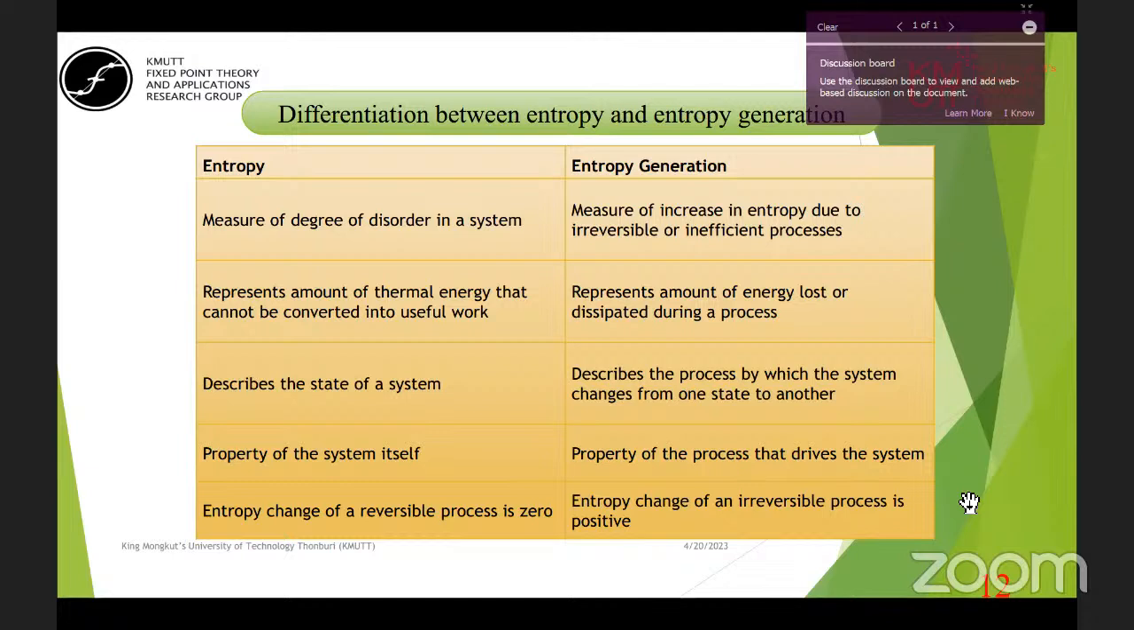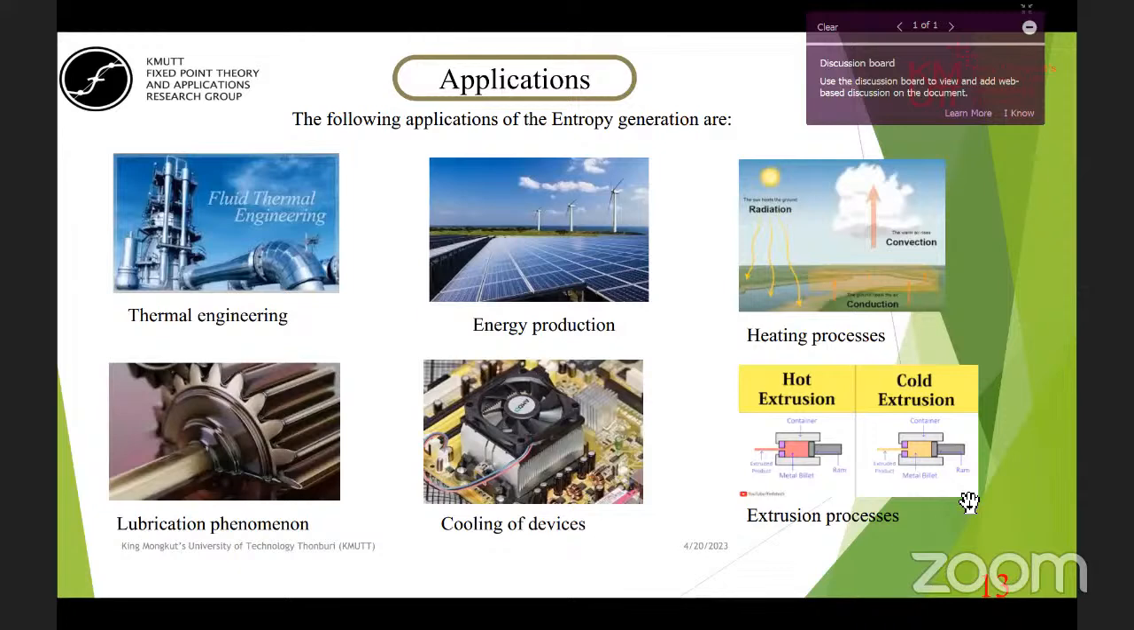Entropy is a property of a system itself, while entropy generation is a property of the process that drives the system. The entropy change of a reversible process is zero, while the entropy generation of an irreversible process is always positive. These are the main applications where entropy is used in daily life, that is thermal engineering. Entropy can be used in energy production, heat processes, extrusion processes, cooling of devices, and lubrication phenomena.